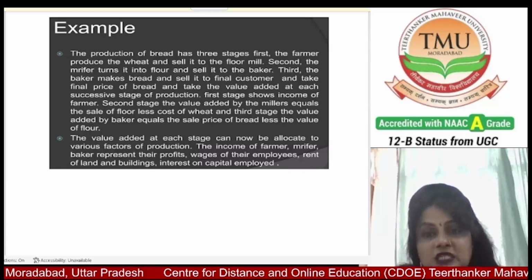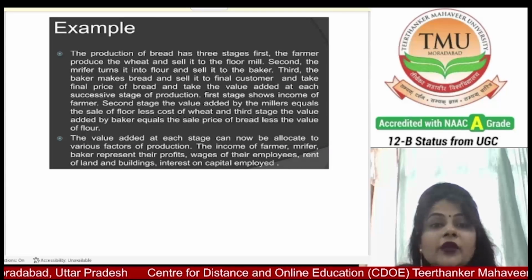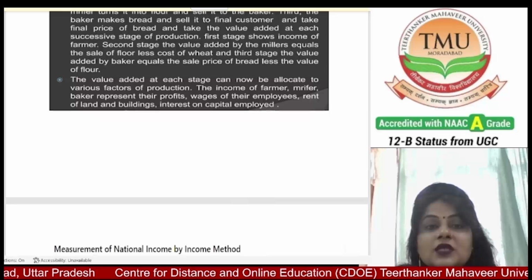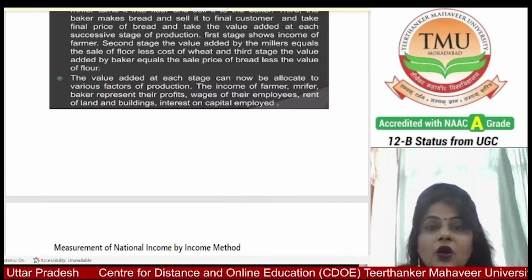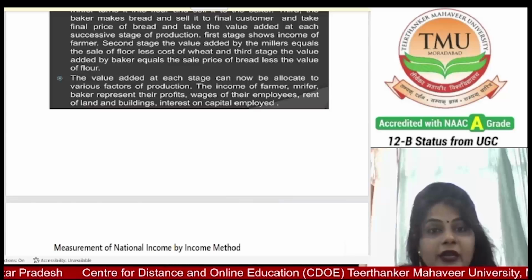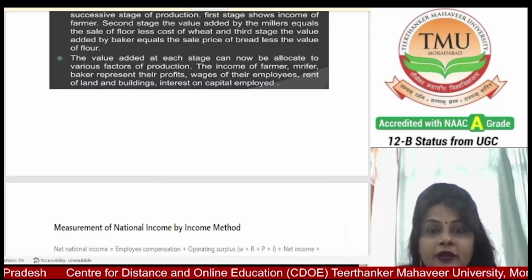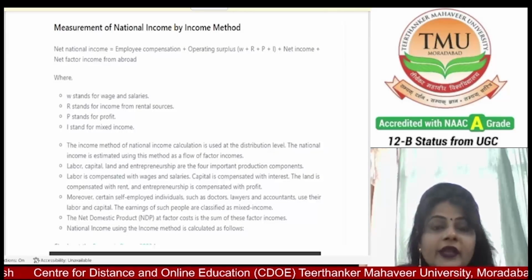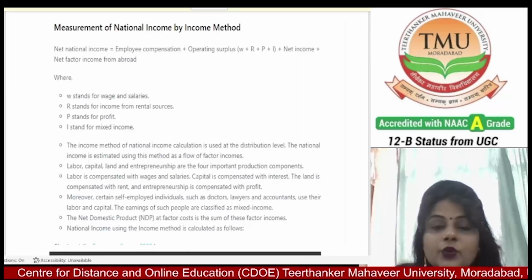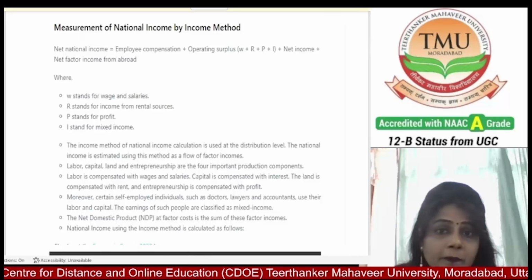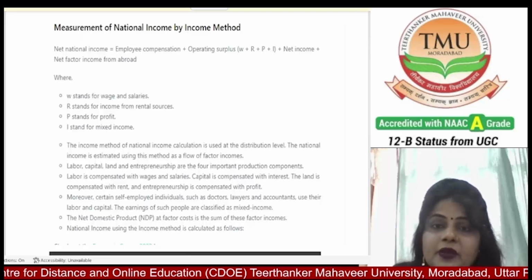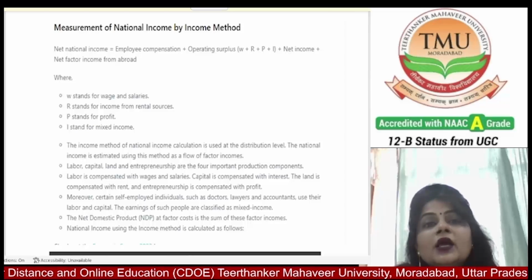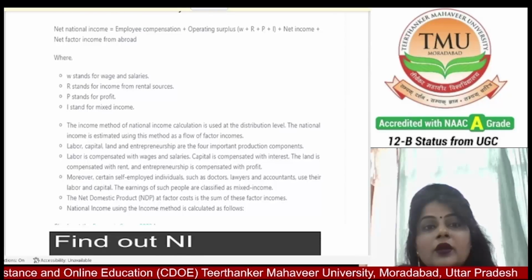The value added of each stage can now be allocated to the various factors of production: the income of farmers, manufacturers, and bakers represents their profits, wages of their employees, rent of land and buildings, interest on capital employed. So, measurement of national income by income method: net national income is equal to employees' compensation plus operating surplus. Operating surplus is rent, profit and interest. Net income plus net factor income from abroad.